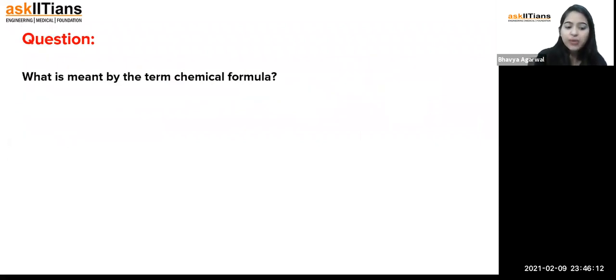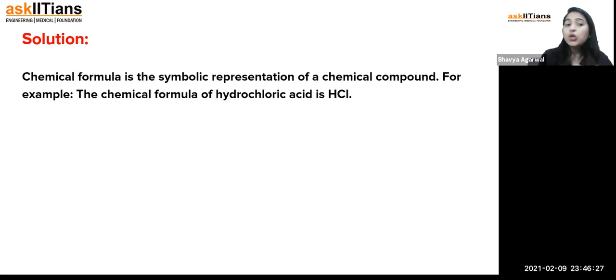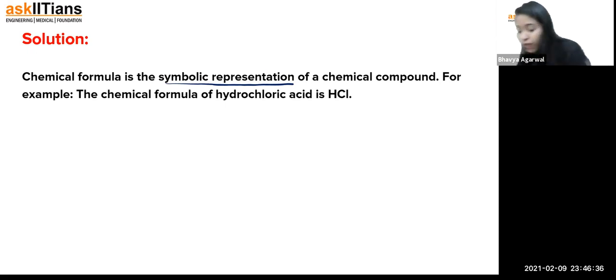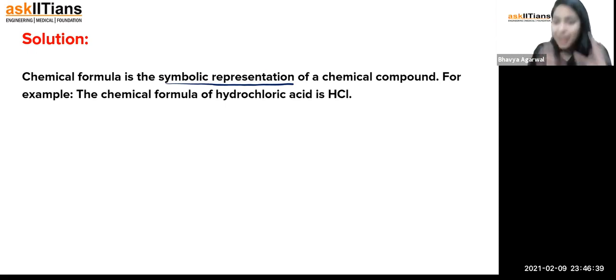Now let's talk about the next question, which is what is meant by the term chemical formula? Now, this is an important question. What do you understand by this term chemical formula? Chemical formula is nothing else but a symbolic representation of any chemical compound. Now, what is a symbolic representation? Symbolic representation means the number and the kinds of atoms which are present in one molecule of a substance. Chemical formula is just a symbolic representation of the number of atoms present in it and the type of atoms present in it.